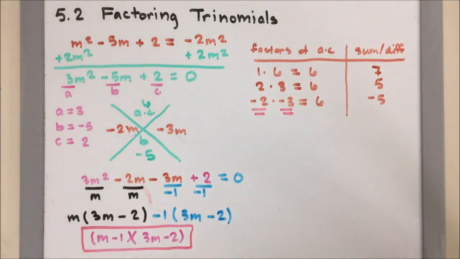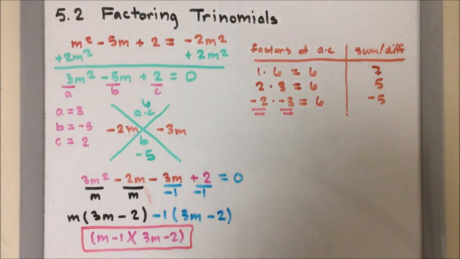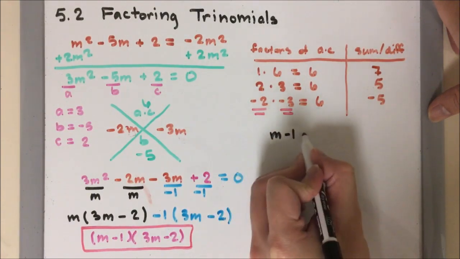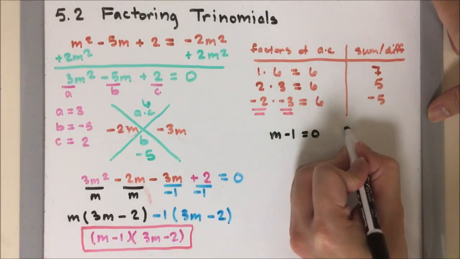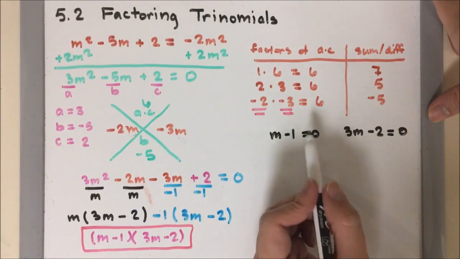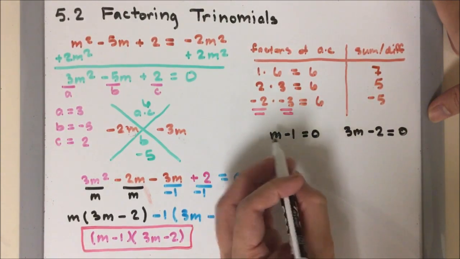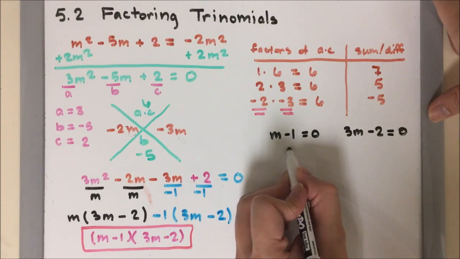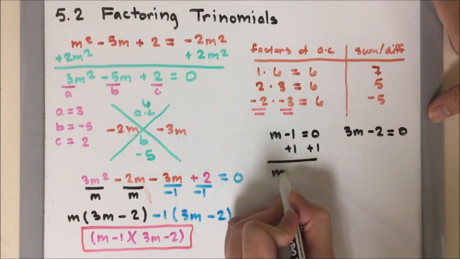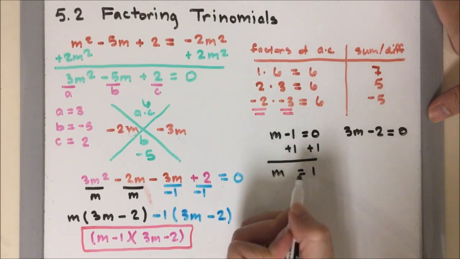Now, if I am doing solutions, then simply I'm going to set each factor equal to 0. So again, I repeat, if I'm finding solutions, I'm going to set my factors equal to 0. So m minus 1 equal to 0. And then 3m minus 2 equal to 0. So let's take a look at the one on the left. m minus 1 equal to 0. I'm going to cancel out the minus 1 by adding 1 on the left and then adding 1 on the right. So here m equals positive 1.